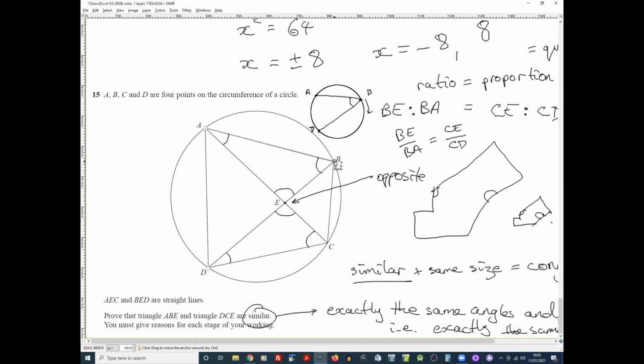But has it changed? No. Not if you can believe me that this angle is equal to that angle. But we can't just say that. It says here, you must give reasons for each stage of your working. For these two angles here, we were able to say they're opposite angles. But why should we be able to state that this angle is the same as that angle?